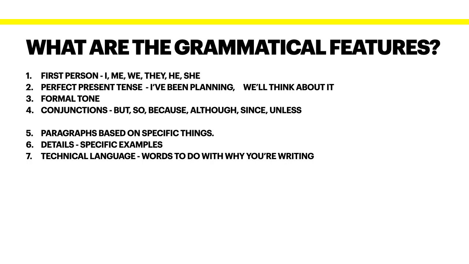So if you are writing to a footballer, technical language might be words like football, or goalkeeper, or offside, or training, things like that. If you're writing to a baker, technical language might be things like cake, or flour, mixing bowl. That's technical language. It's language to do with why we are writing. And that's very important in a formal letter.